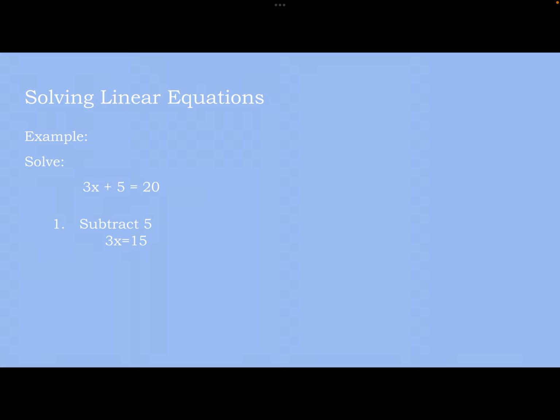The first thing you're going to do is subtract 5 because you can't divide the 3 in front of the x while there's still another term. So you're going to have 3x equals 15. You will then be able to divide by 3 to get x by itself, which is the overall goal, which leads to x equals 5, which is your final solution.